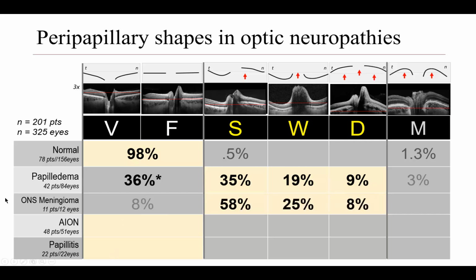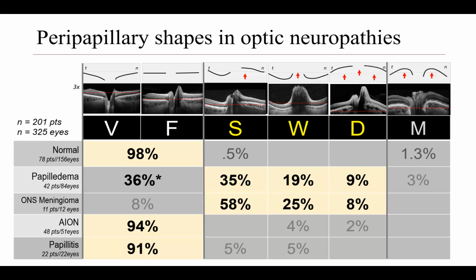Patients with meningiomas have a similar configuration or distribution of shapes, that is the SWD. I would not make too much of this difference on the normal side here because the numbers are too small to draw any conclusions. And patients with ischemic optic neuropathy, again, the great majority have this V to F continuum, a little bit more on the SWD side of the equation.